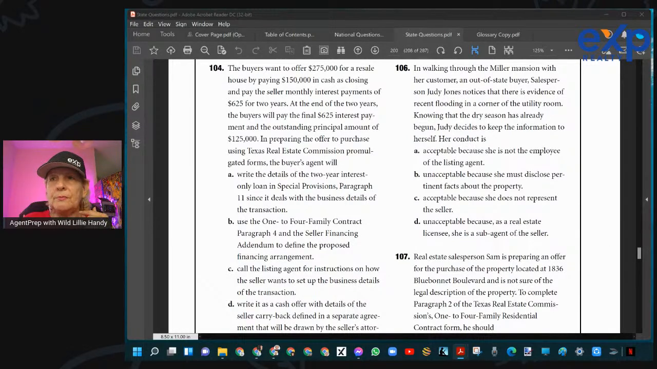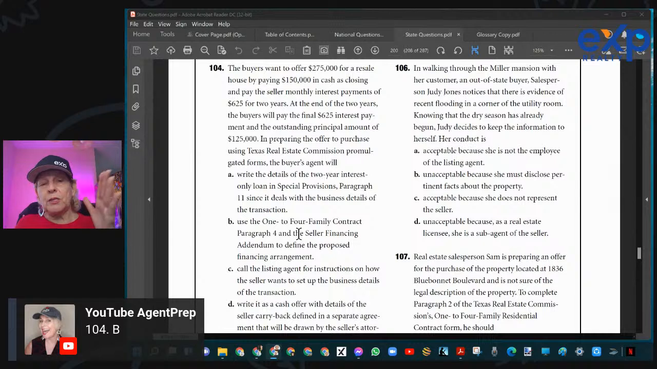Nope. The answer is 104B. Use the promulgated 1-to-4 family contract, paragraph 4. That's where you put the amount that's putting down cash and how much is a loan or type of financing, and selecting what other addendum is included. And that is the seller financing addendum that defines the proposed financing arrangements.